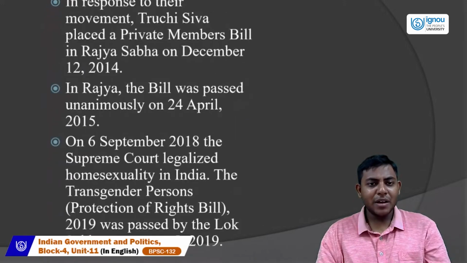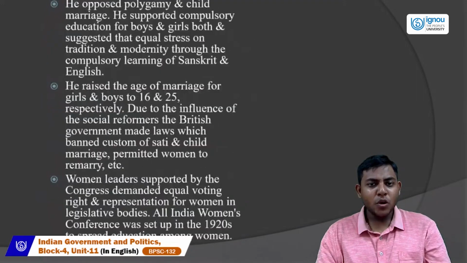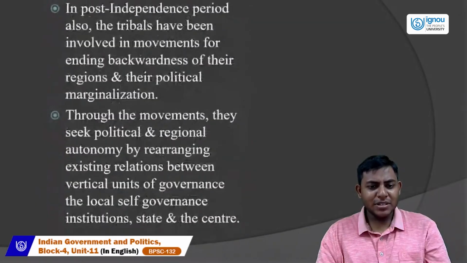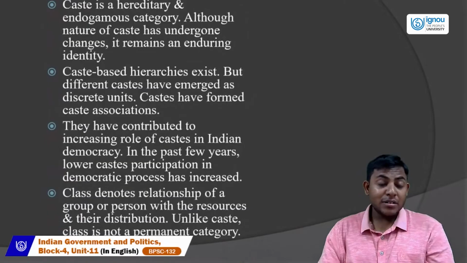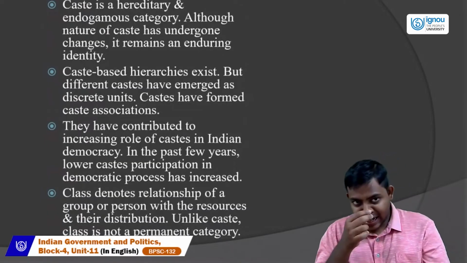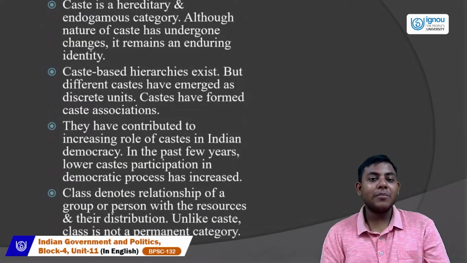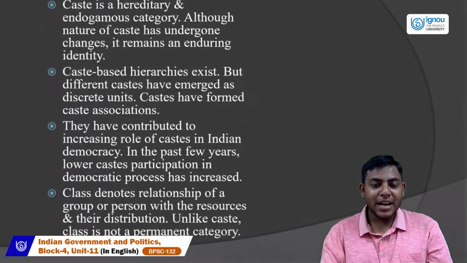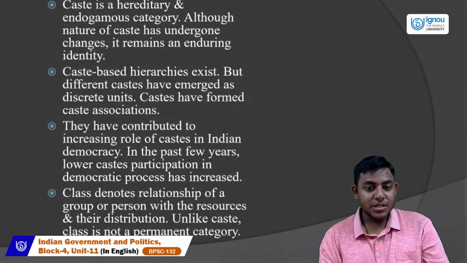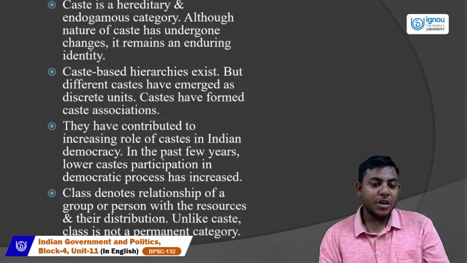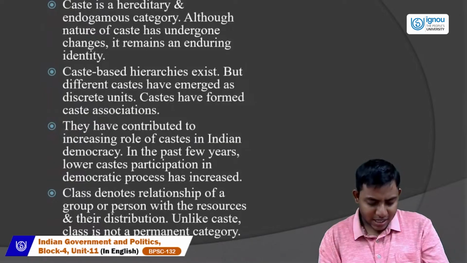So in this paper, we have discussed two units today. The first unit that we discussed was relating to caste, class, and tribe. In that we discussed that caste is a hereditary and endogamous category, and although the nature of caste has undergone changes, it remains an enduring identity. And caste-based hierarchies still exist, but different castes have emerged as discrete units. And castes have formed caste associations, and they have contributed to the increasing role of castes in Indian democracy.